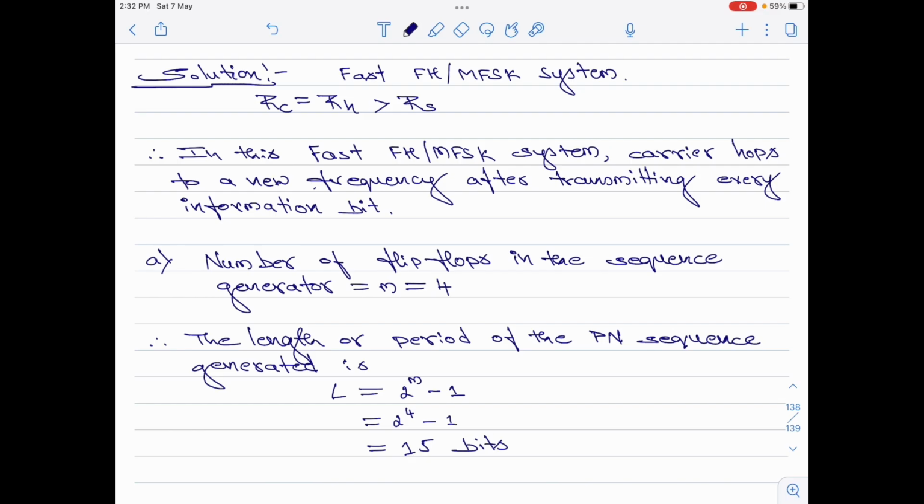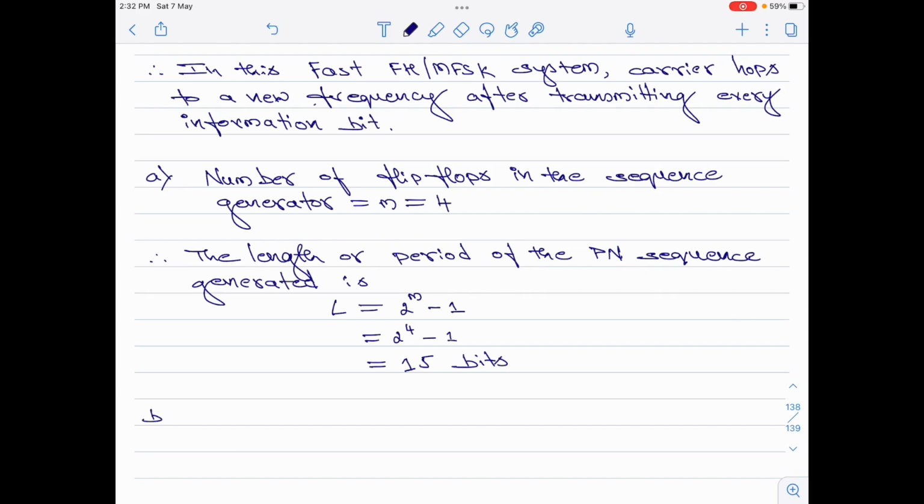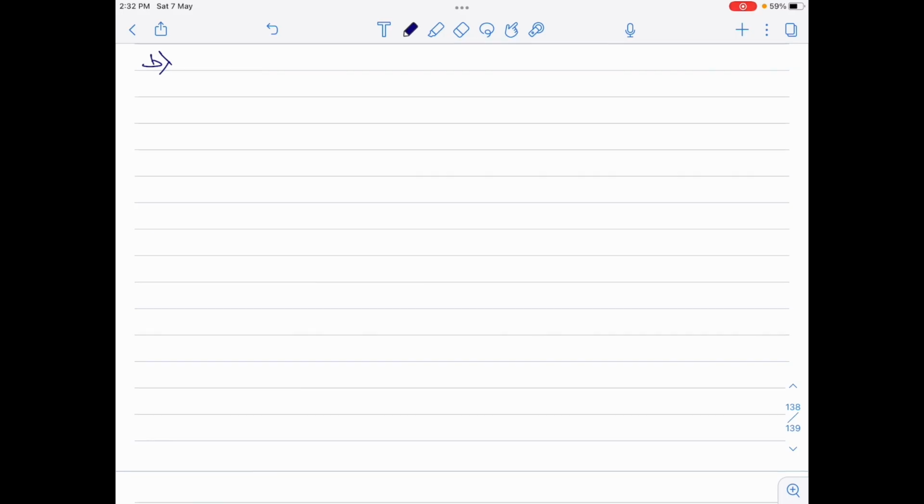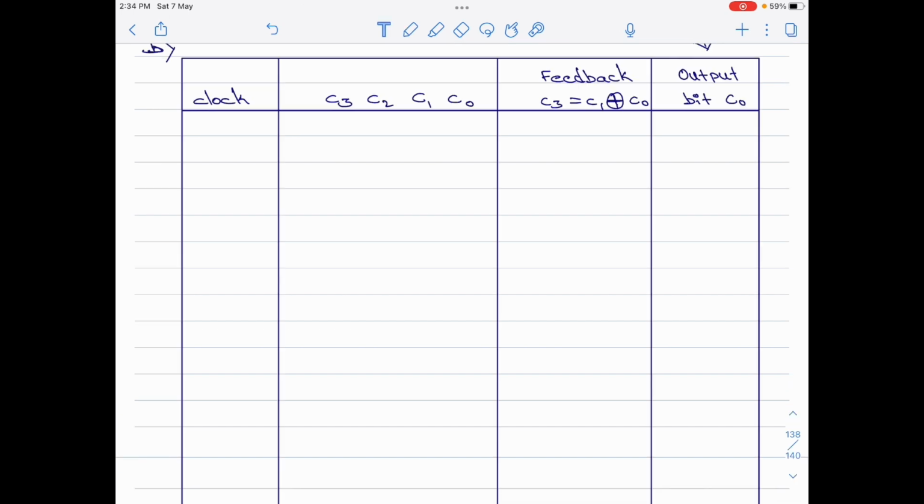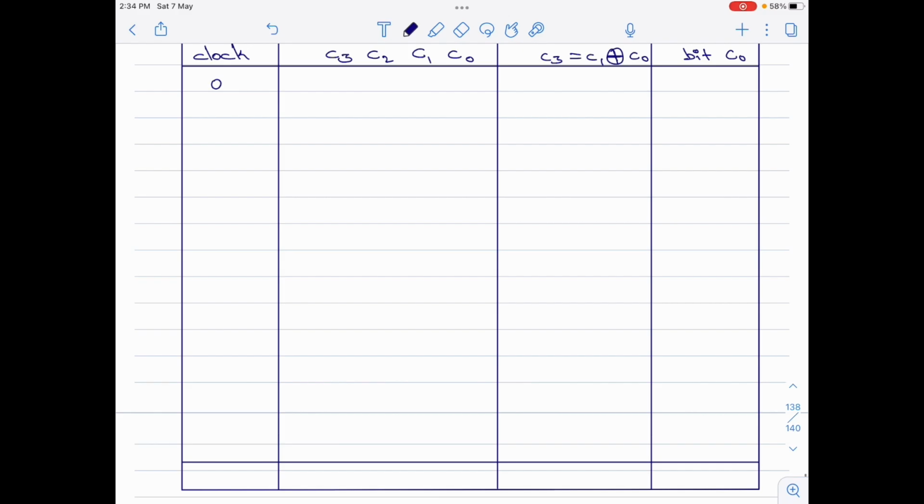Let us now move on to part B, that is to find the PN sequence for one period length. To illustrate the PN sequence generation, I am going to construct a small table here, and the table looks like this. Right. Here in this table, the first column, that is the leftmost column, is dedicated for clock. Please note the length of the PN sequence or the period of the PN sequence is 15. So, if I start the clock pulse from 0, the length of the PN sequence will continue till 14. So, I will now write the clock pulses from 0 to 14.